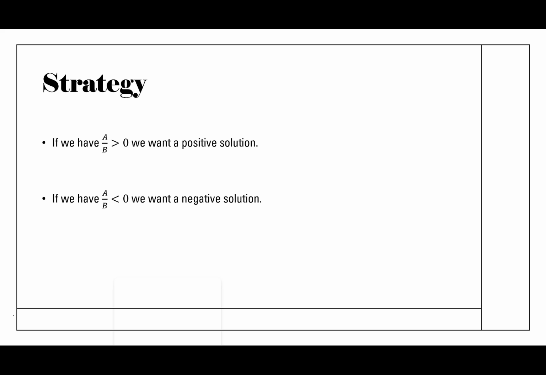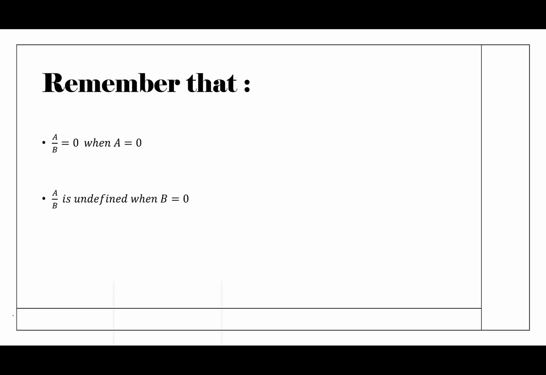Think of them as pairs, so greater than and greater than or equal to will go together. Less than and less than or equal to will go together, but there are differences, so we will pay attention to that as we solve these. So quick reminder, if I have a over b is equal to 0, that's only going to be true when a is equal to 0. So it's just the numerator I look for to get the 0.